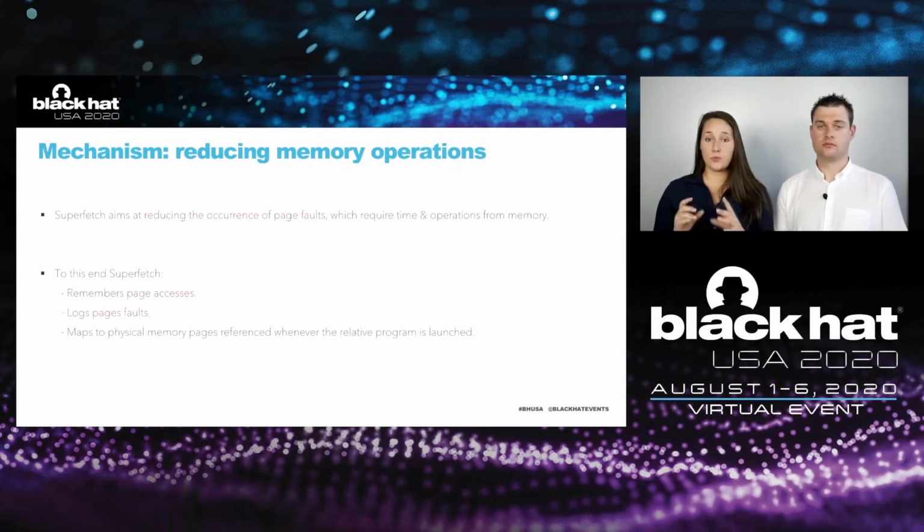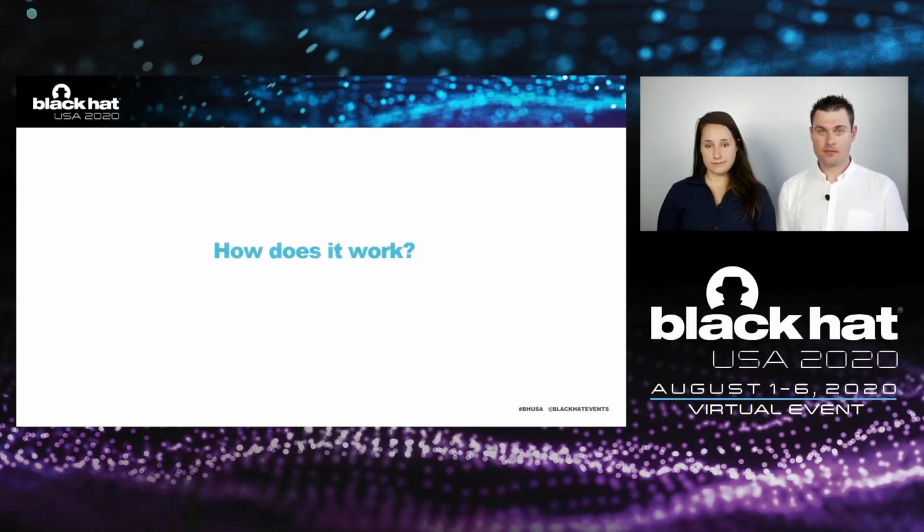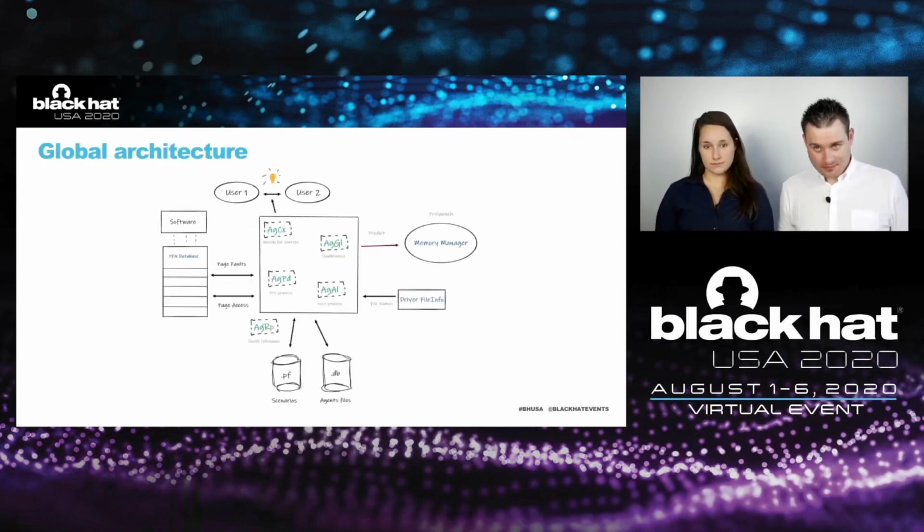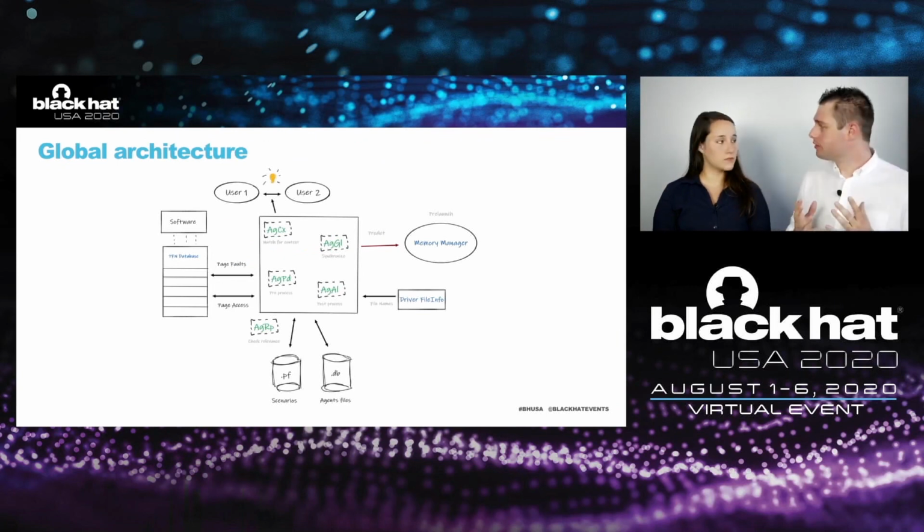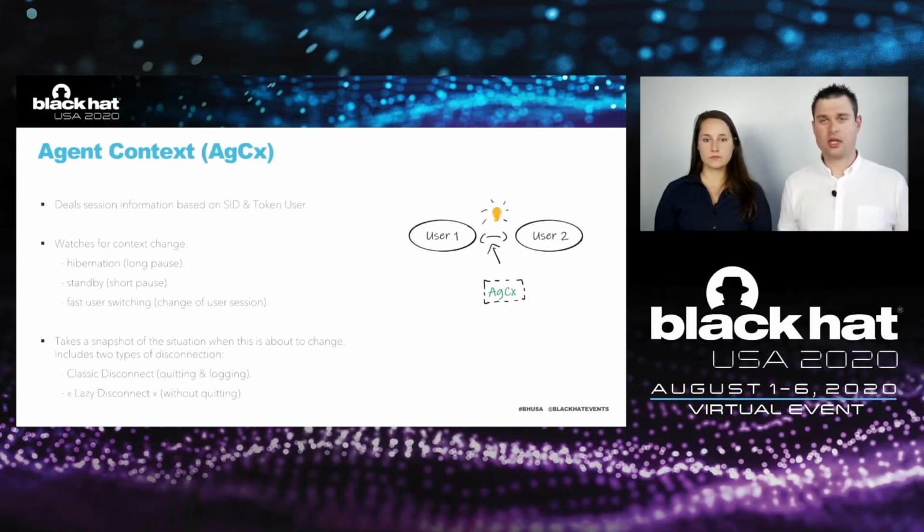To avoid that, Superfetch references the page accesses and page faults, so it can directly map into the physical memory the pages that faulted once, and avoid them happening again. Let's check how it works. Superfetch, or the sysmain service, is composed of different components, and among all these components there are five very important ones, which are called agents. So we are going to focus on introducing every agent.